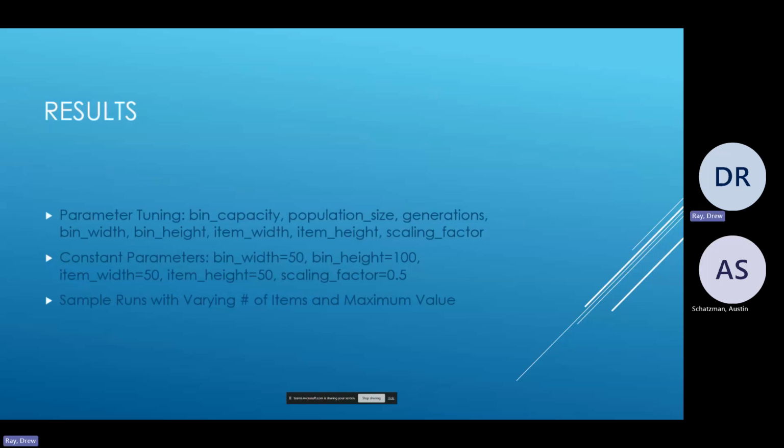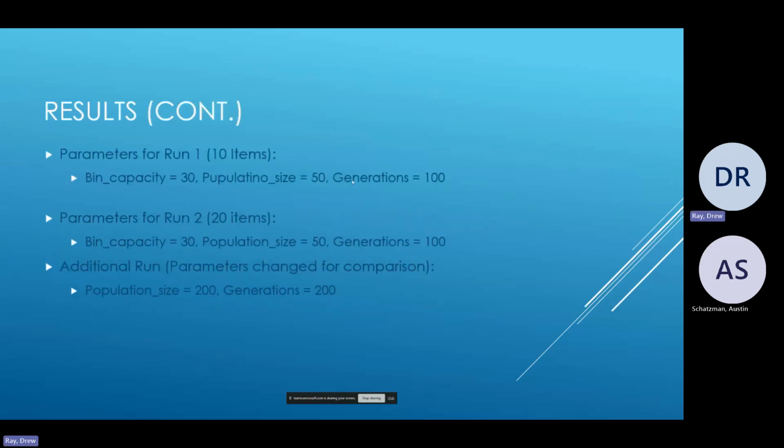For our actual testing, we did sample runs, but we also made sure during these sample runs to use the same value for the number of items and maximum value. Again, these set values will all be shown in the next slide. So moving on, here are the parameters that we used for each of our test runs and experiments. For run 1, we did 10 items and a maximum item size of 10 as well. Those will always stay the same. The bin capacity was set to 30, population size set to 50, and generations set to 100. The results of this test will be shown in the next slide where I have images.